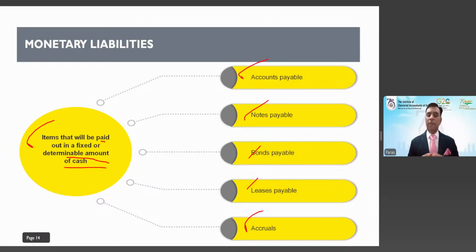What you need to determine? You need to determine whether you are going to pay fixed amount of cash or not. If answer is yes, then it is monetary liability. If answer is no, then it is non-monetary liability.